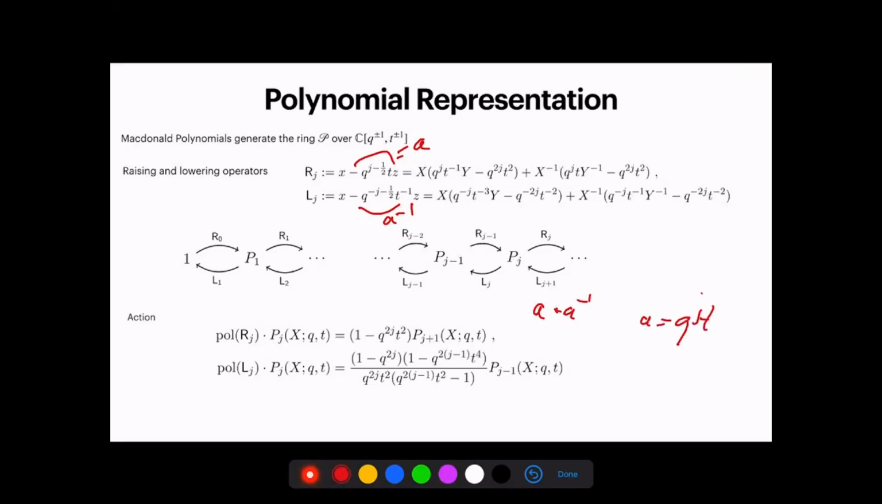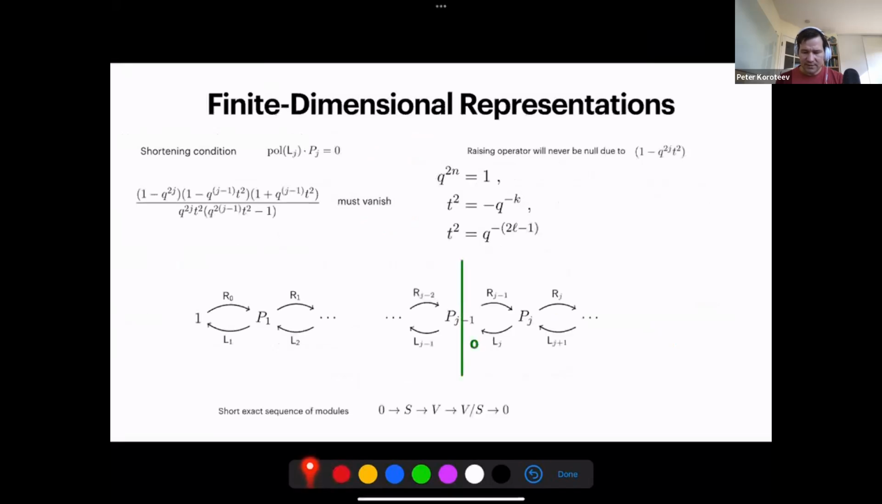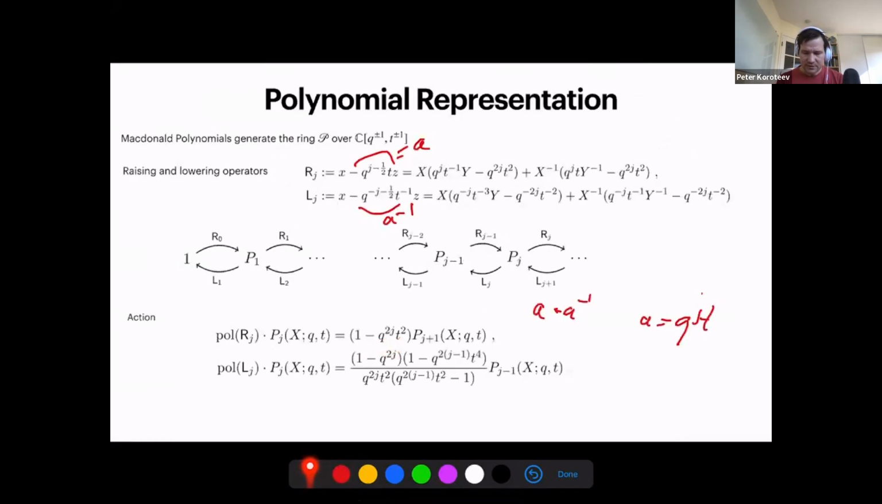Good. Now what may happen is that as you look at this expression here, there's this polynomial which can vanish, but it also appears in the denominator. So you don't want this to vanish, otherwise you're going to have a problem with the action of L.